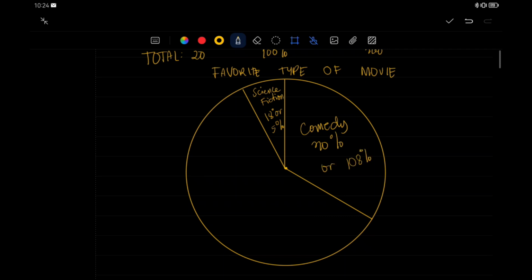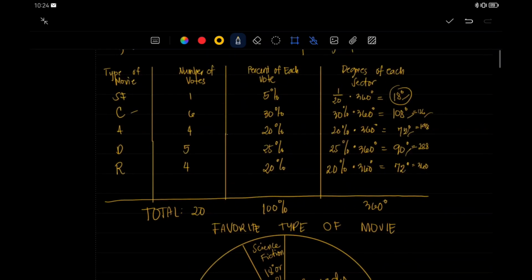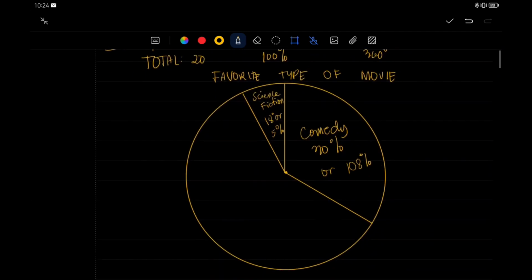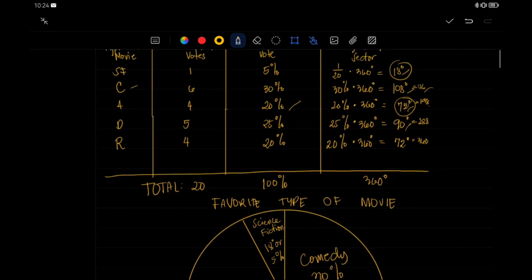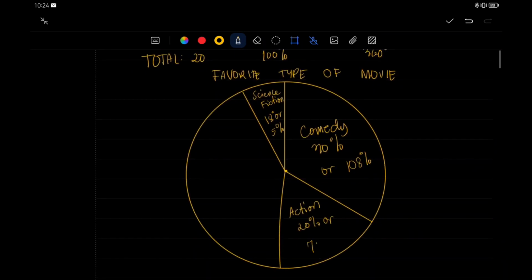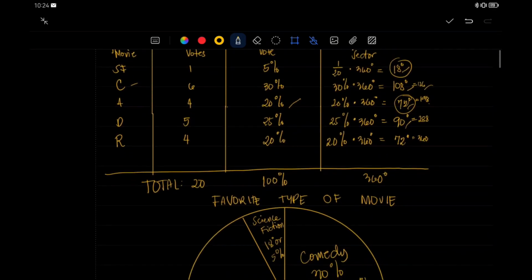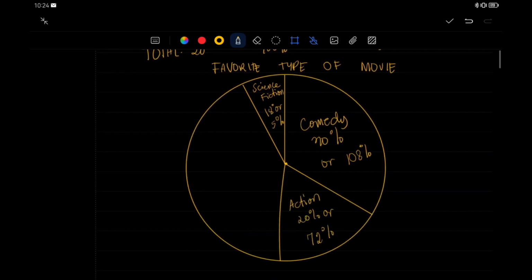The next one, we have action. Action is 72 degrees or 20% of the pie chart. This is action, 20% or 72 degrees. The next one, we have the drama, which is 25% or 90 degrees.